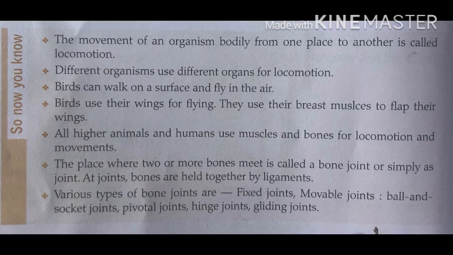The place where two or more bones meet is called bone joint or simply a joint. Adjoining bones are held together by ligaments. Various types of bone joints are fixed joint, movable joint, ball and socket joint, pivot joint, hinge joint and gliding joint are the movable joints, and fixed joints are basically the skull.